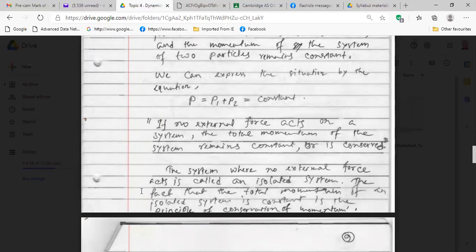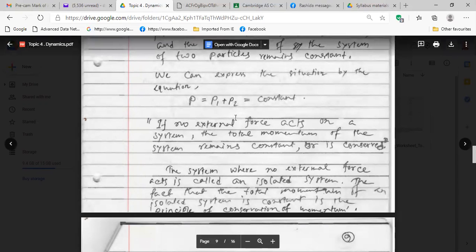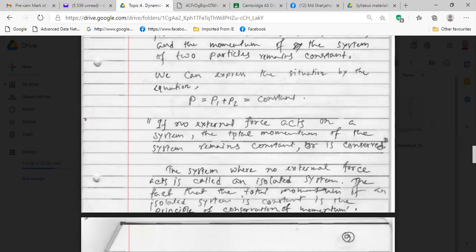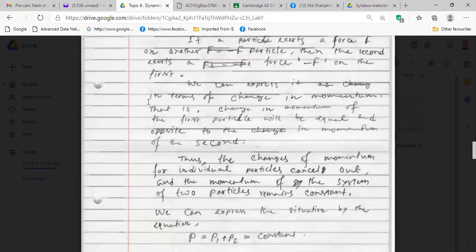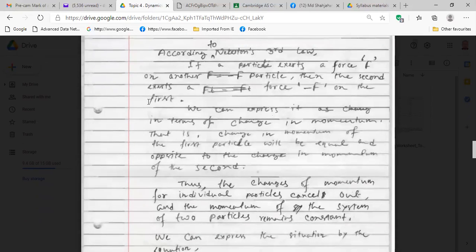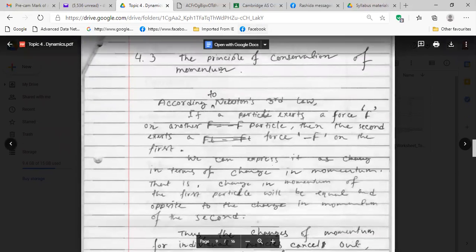So here we got: if no external force acts, or we can say in an isolated system, both are the same thing. If someone says in an isolated system the total momentum of the system remains constant or is conserved, that is the conservation law of momentum. So write the heading, conservation law of momentum. Have you written this?